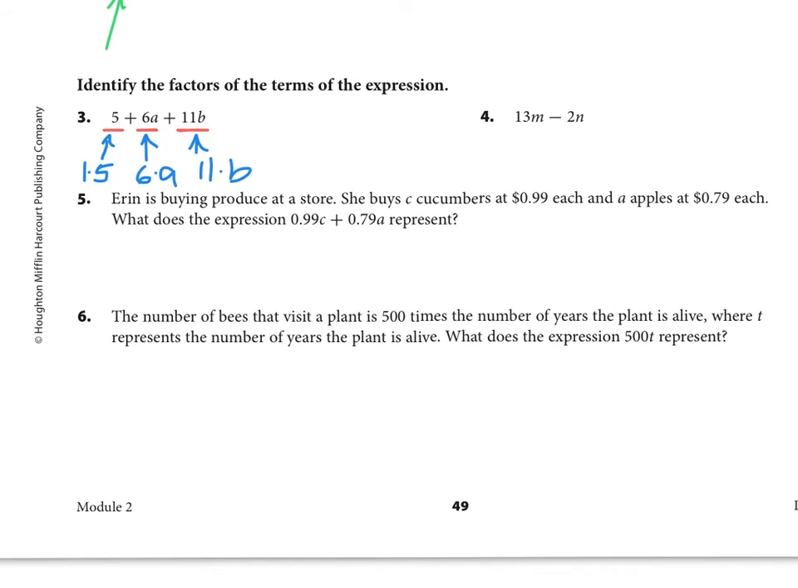Okay, let's go on down to this word problem number 5. It says Erin is buying produce at a store. She buys C cucumbers at 99 cents each and A apples at 79 cents each. What is the expression? Okay, so when we talk about an expression, all we're doing is talking about something that represents some sort of value or quantity. It is not an equation. There's no equal sign. It's just an expression. So in this case, this expression altogether represents the total cost of buying cucumbers and apples at the store. So when it asks what does that expression represent, total cost.